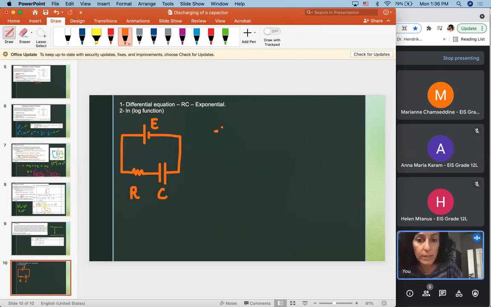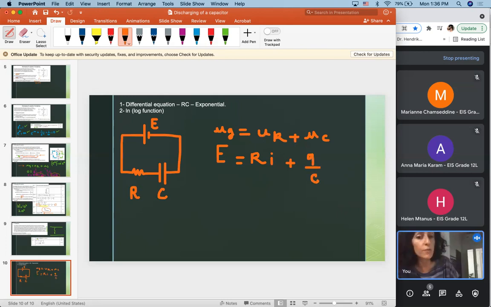So I'm gonna say U generator is equal to U resistor plus U capacitor. U generator I put E. U resistor I can put RI. And U capacitor I can put Q over C. But this is not enough because a differential equation should have one function only. I cannot have function I and function Q. And I know for a fact that I is dQ over dt, right? So I replace I by dQ over dt, yes. It all becomes in terms of Q.